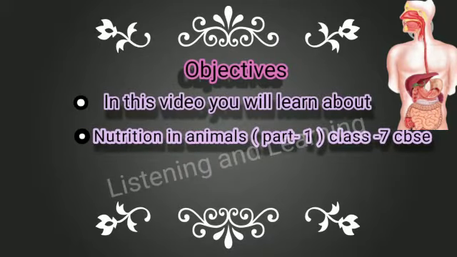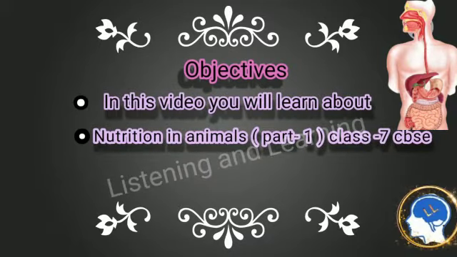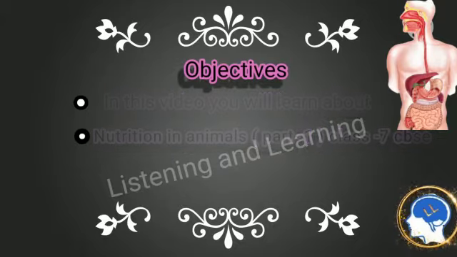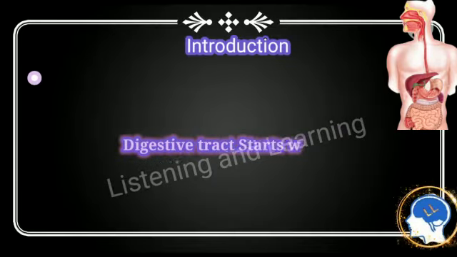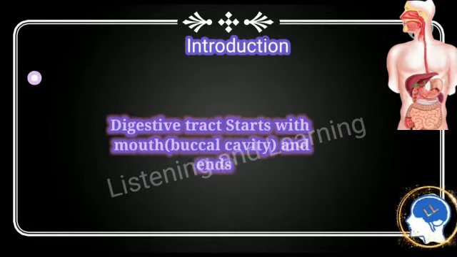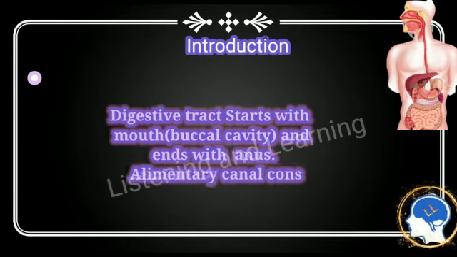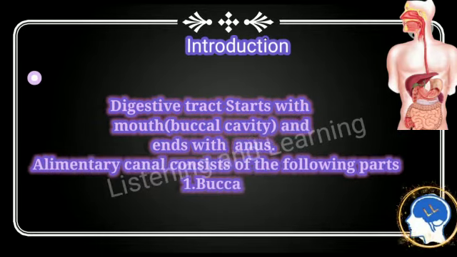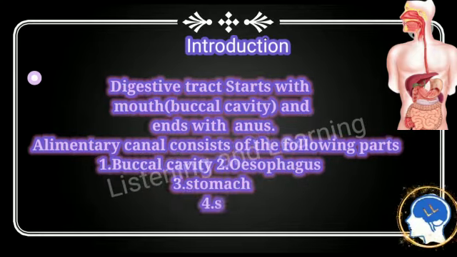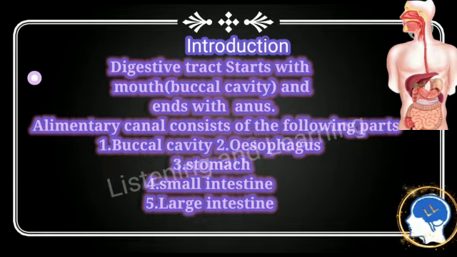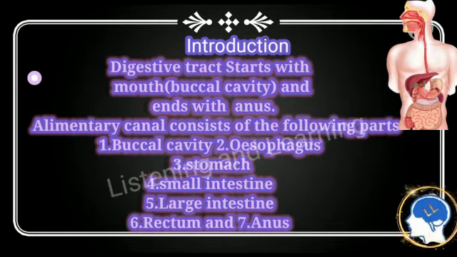Objectives. In this video, you will learn about nutrition in animals, class 7. Introduction. The digestive tract starts with the mouth, that is the buccal cavity, and ends with the anus. The alimentary canal consists of the following parts: buccal cavity, esophagus, stomach, small intestine, large intestine, rectum, and anus.